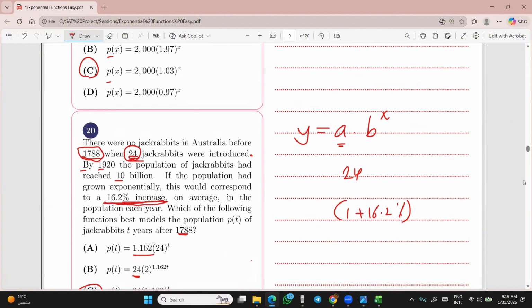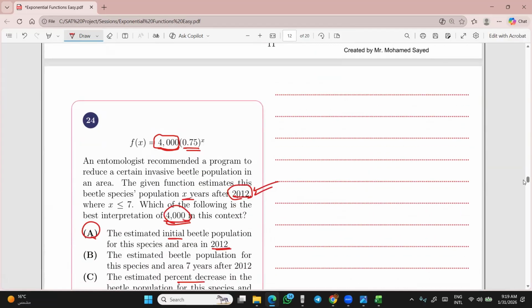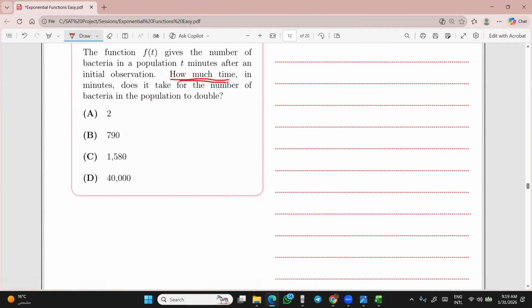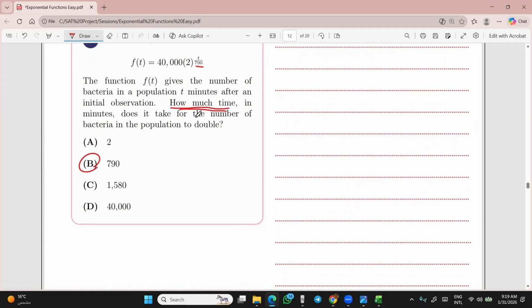Below X, we have this number, 790. So when I say how much time? 790, that's it. So the answer is 790, regardless of anything else in the question.